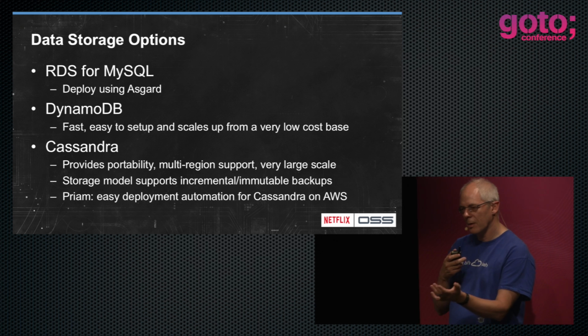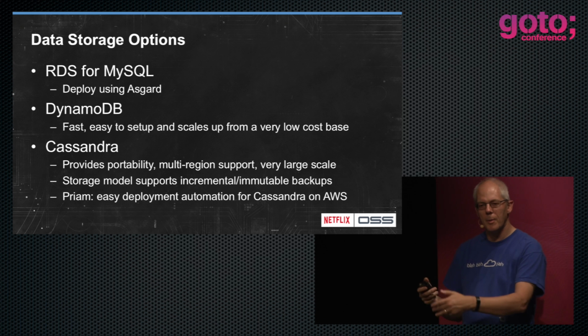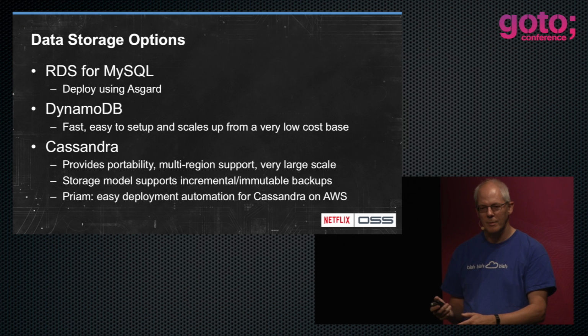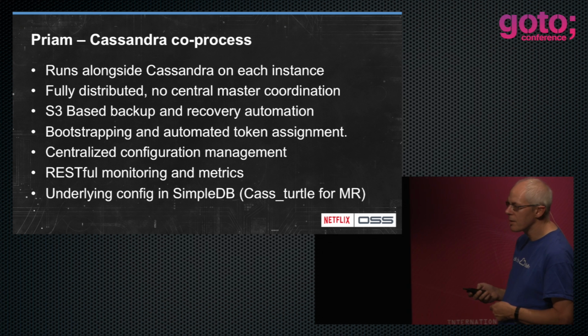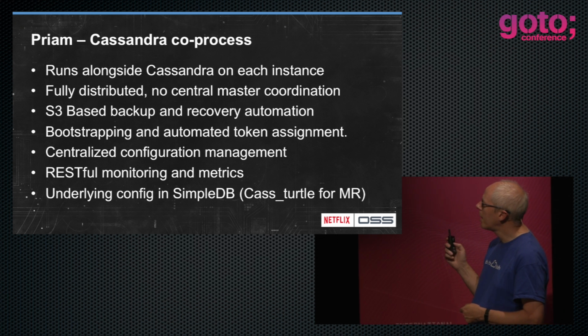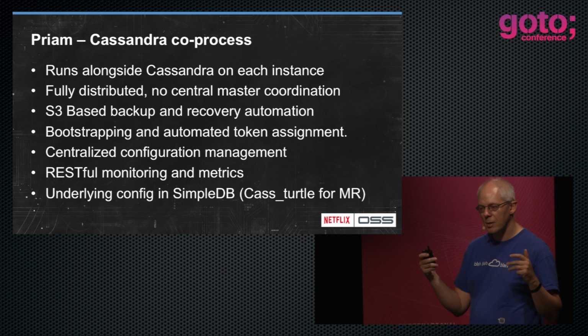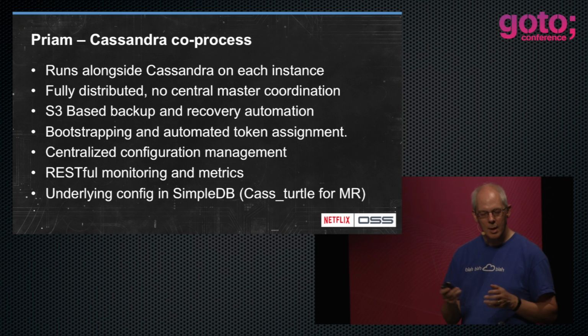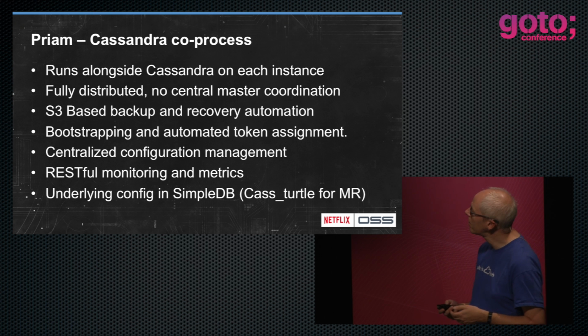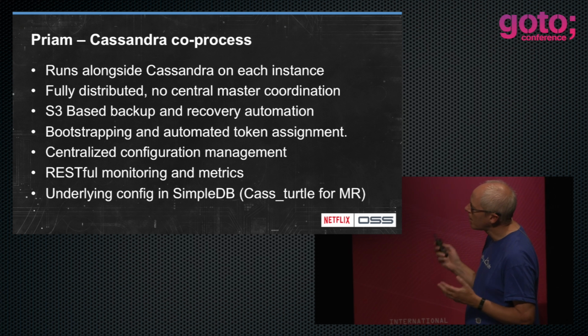Because it's doing large immutable writes, you can pick them up and copy them to S3 and do your backups. And Priam does that for you. So here's Priam. It runs alongside Cassandra. It starts it up. It's fully distributed. It uses the data store underneath, SimpleDB or whatever, to coordinate itself so that everybody claims a different key token. So if you start a collection of nodes, they will form themselves into a Cassandra cluster by claiming all the right tokens to do that. It's completely automated.